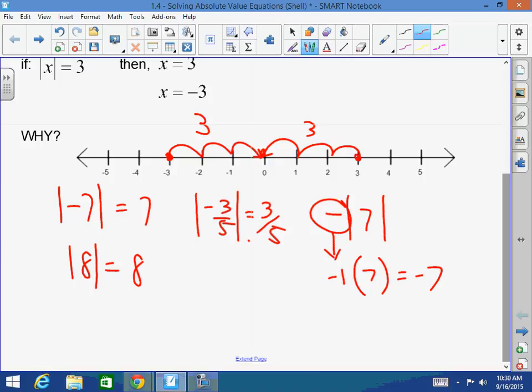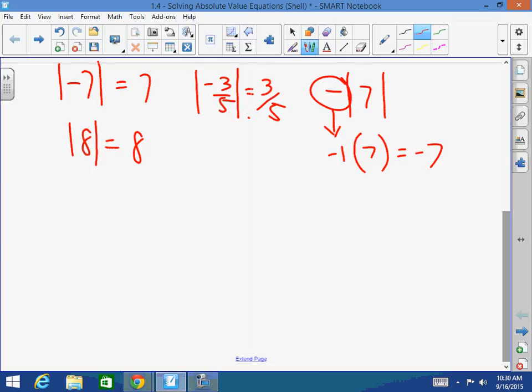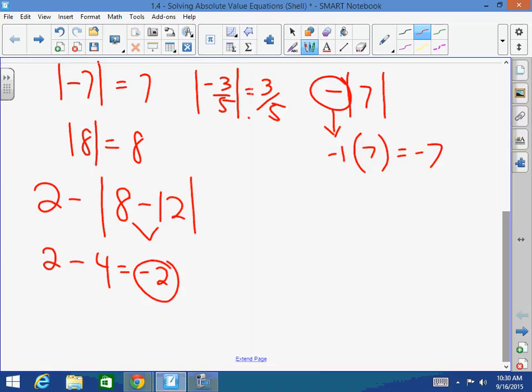Yes, sir? So the absolute value bars are basically saying parentheses? They're a type of parentheses, yes. They're a type of parenthetic notation is the proper phrase for it, yes. So if you had something like this, let's say you had 2 minus the absolute value of 8 minus 12. This would be 2 minus, the absolute value of 8 minus 12 is negative 4. The absolute value of negative 4 is 4. So this would be 2 minus 4, which would equal negative 2. So yes, you would always do what's inside the absolute value first, if you were just doing straight up evaluating.